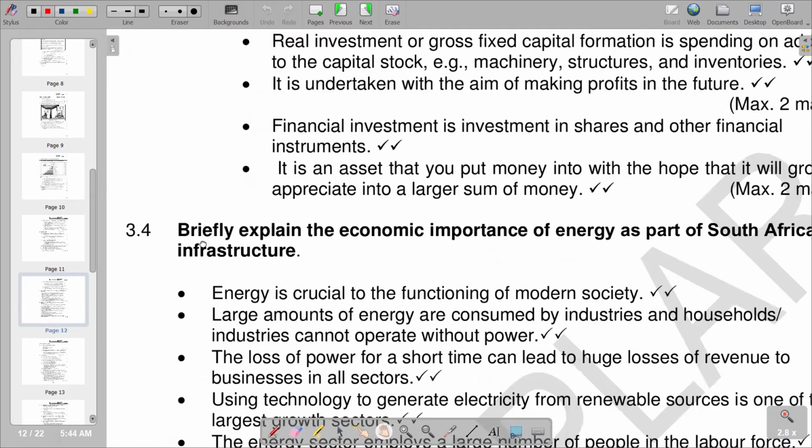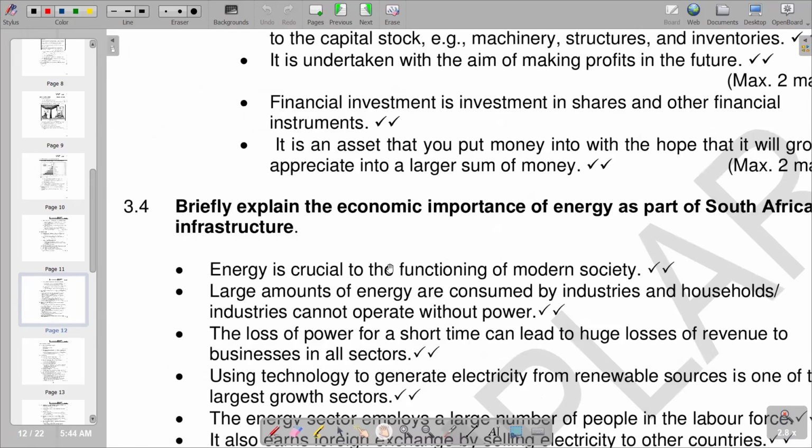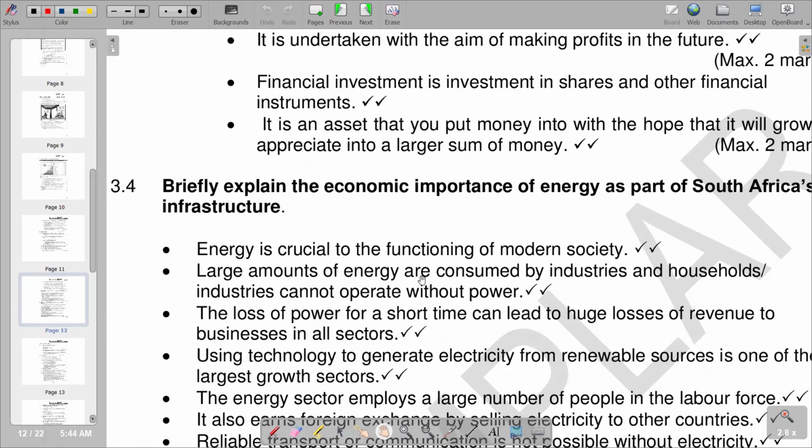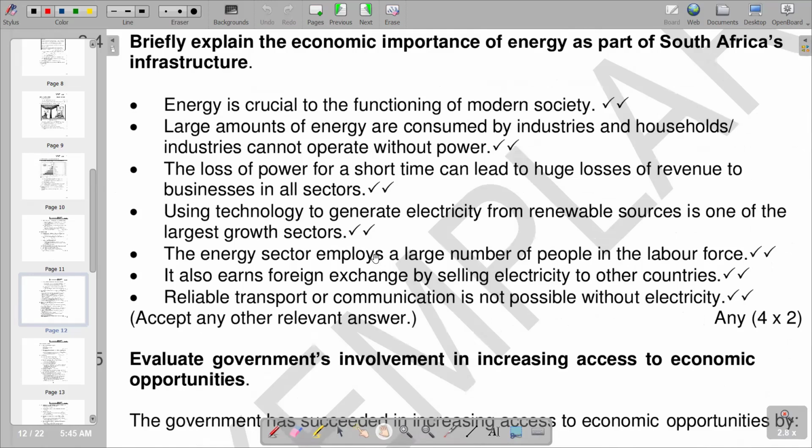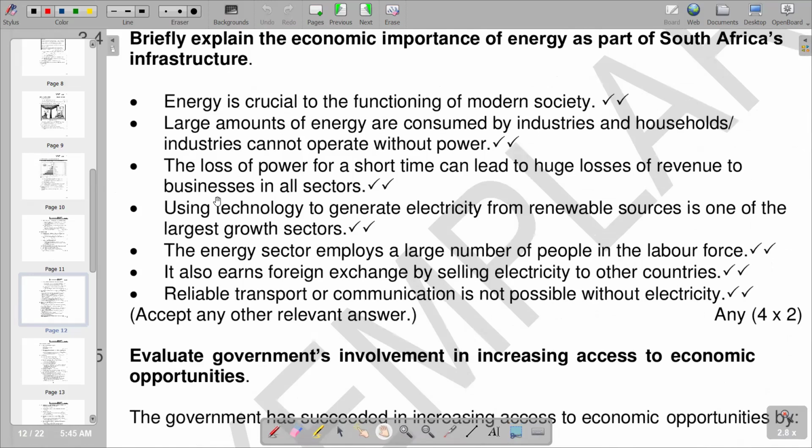So we are going to say that energy is crucial to the functioning of modern society. Large amounts of energy are consumed by industries and households. Industries cannot operate without power. And of course, that's true. The loss of power for a short time can lead to huge losses of revenue to businesses in all sectors. So these are some of the points that you can raise. And then using technology to generate electricity from renewable resources is one of the largest growth sectors. So these are some of the points that we can raise in terms of our 3.4.